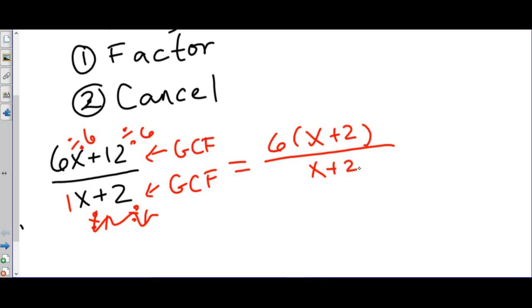Now we are looking for things that are alike that will cancel. And when we're looking for things to cancel, it has to be the entire group. So x plus 2 is one group inside of this parenthesis. So it can cancel with the x plus 2 on the bottom, but only because the entire thing matches. If you had only x on the bottom, we couldn't cancel. But since they match completely, all we are left with is a 6.